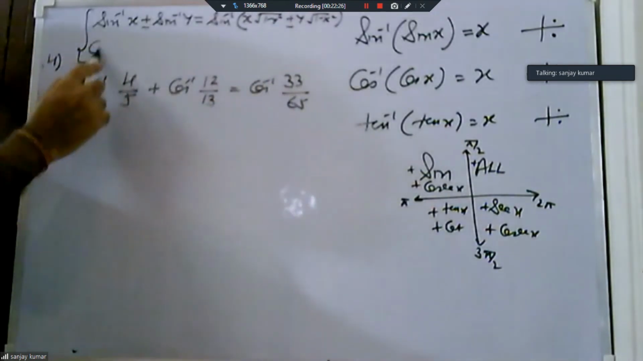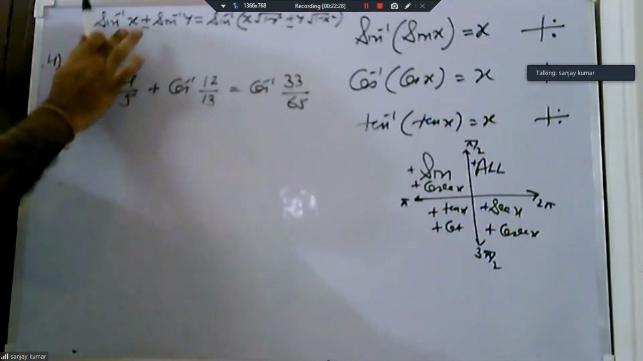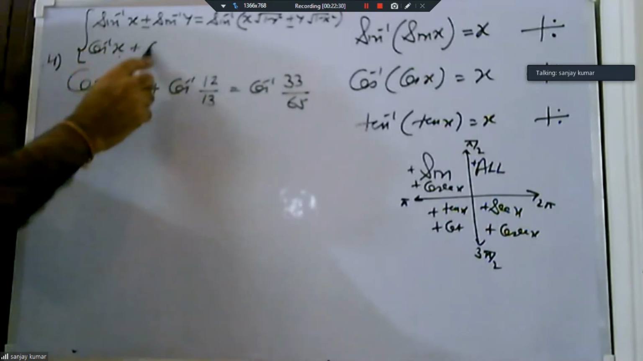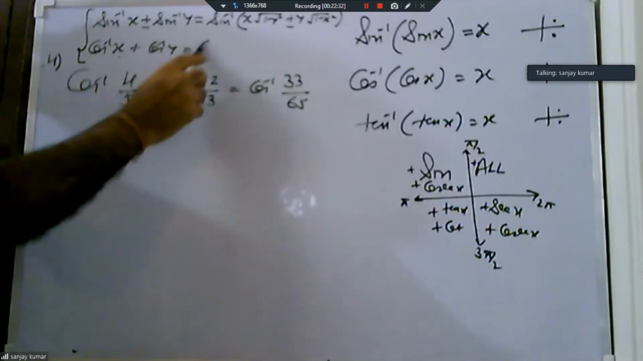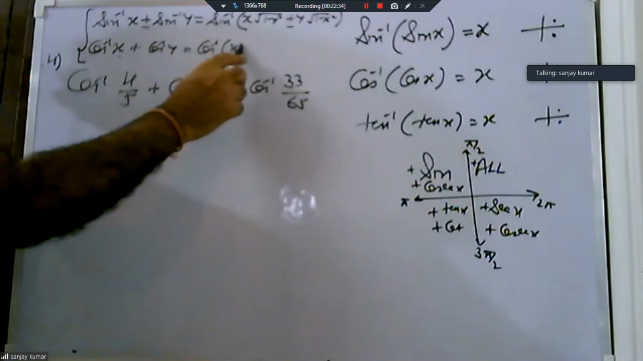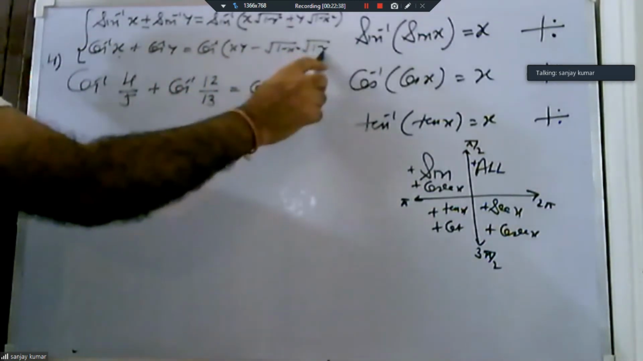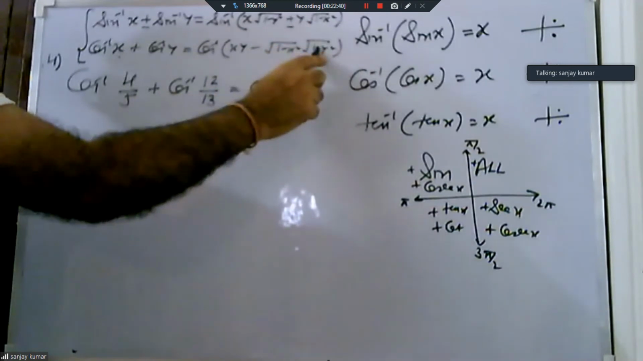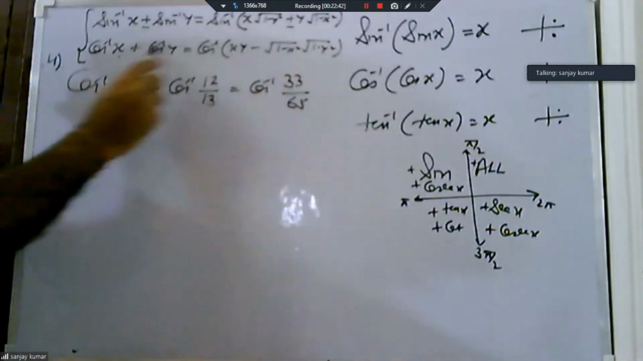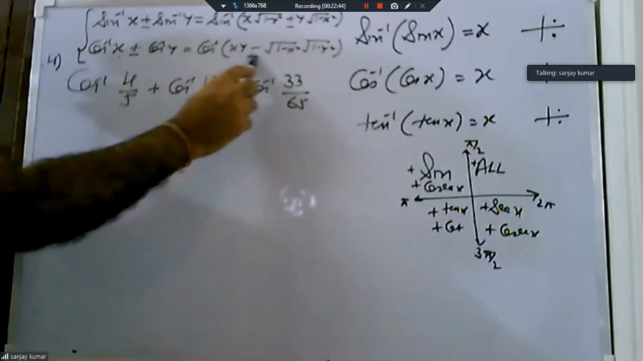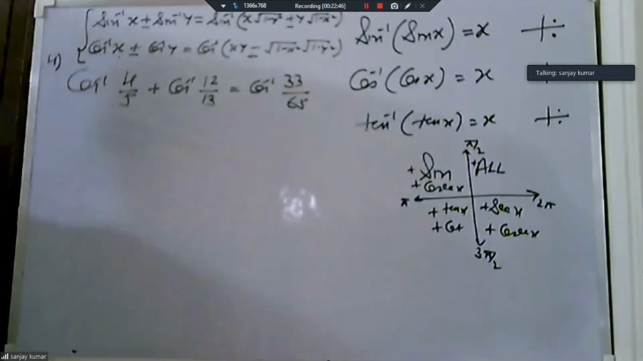The same thing with cos inverse. If you have cos inverse x plus cos inverse y, then that is cos inverse of xy minus under root 1 minus x square into under root 1 minus y square. This is the formula. If you have plus, then you have minus. If you have minus, then you have plus. The one method is to use this formula.